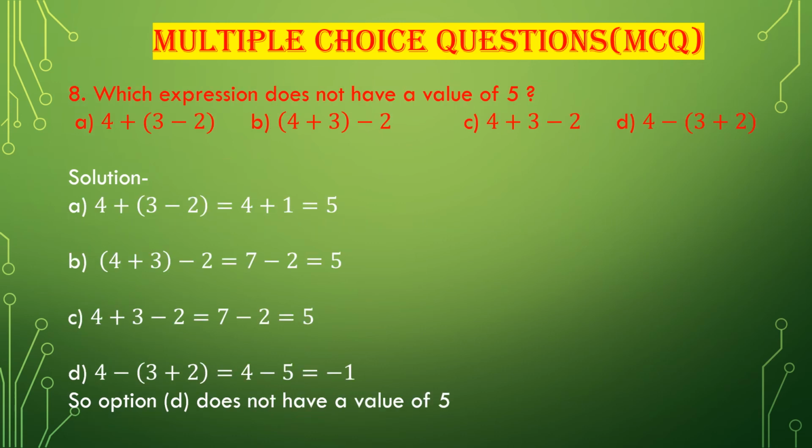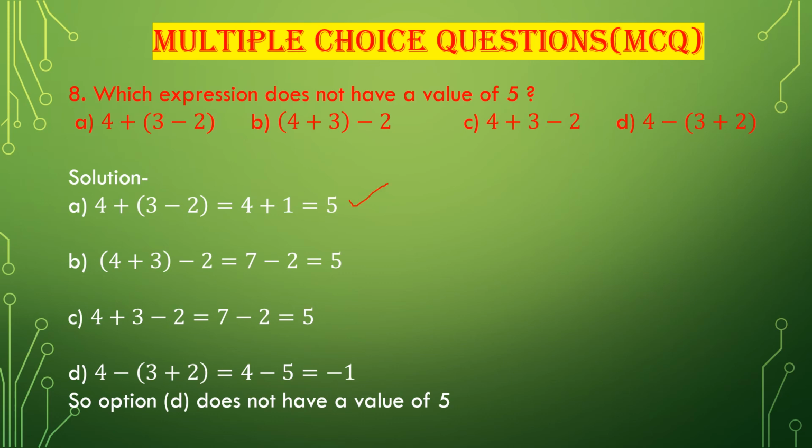Now we will solve question number 8. Question number 8 is, which of the expressions does not have a value of 5? First, option A is 4 plus (3 minus 2). 3 minus 2 is inside the bracket, so it will be evaluated first. 3 minus 2 is 1. 4 plus 1 is 5. We get the value 5.